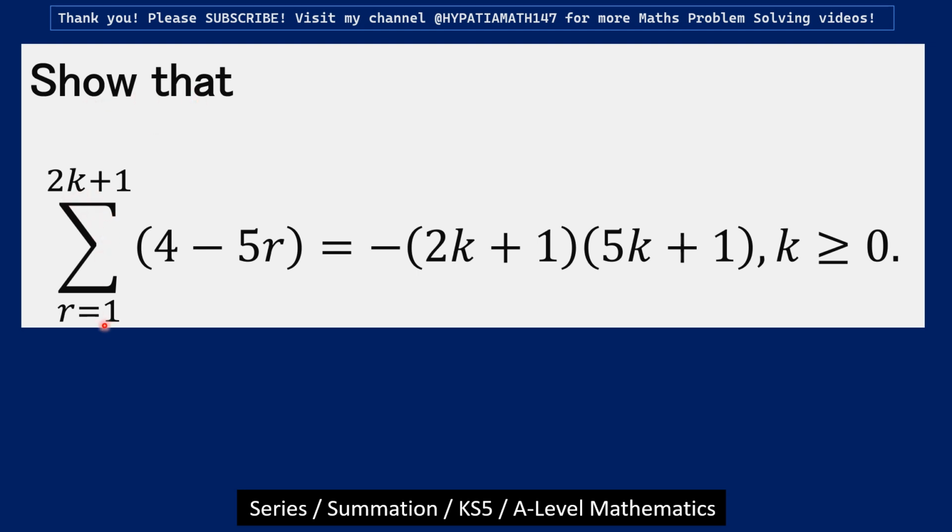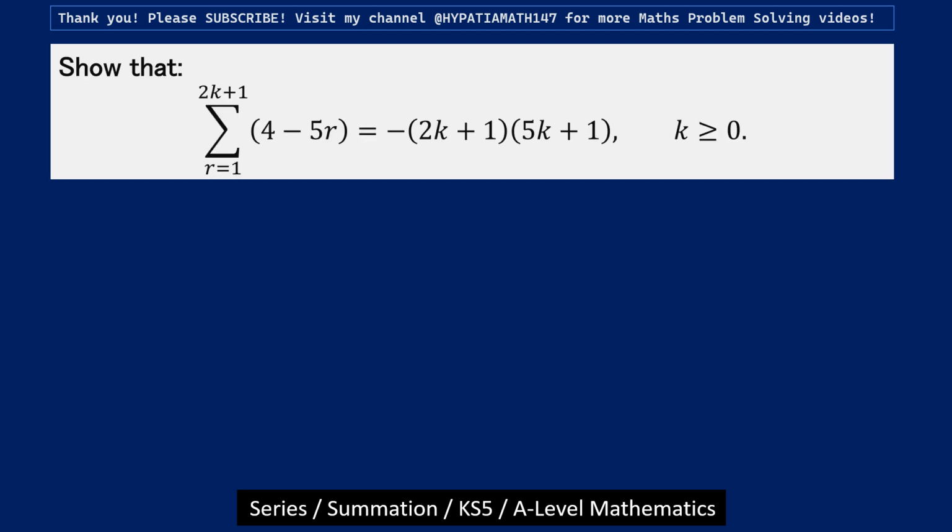Show that the sum from r equals 1 to 2k plus 1 of 4 minus 5r equals minus of 2k plus 1 times 5k plus 1, where k is greater than or equal to 0. So I can write this as the sum from r equals 1 to 2k plus 1 of 4 minus 5r, and that is equal to, so let me put down the formulas first, that will help.